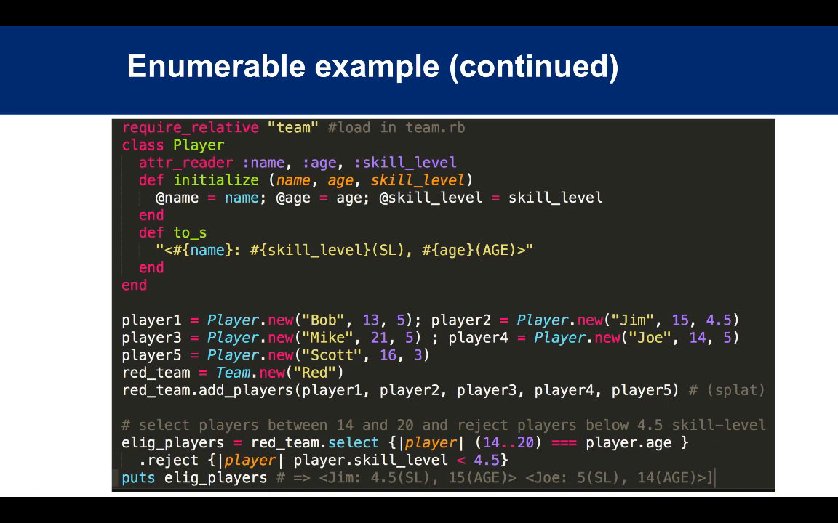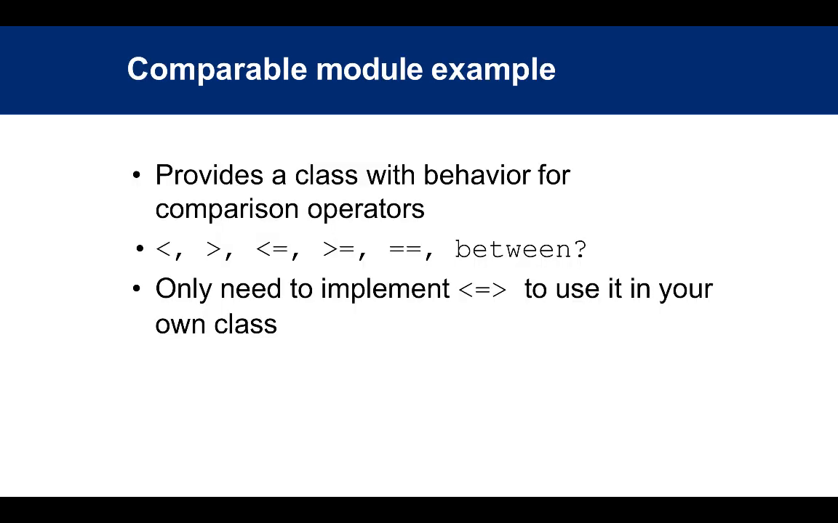So it has tremendous potential, this enumerable module and other modules, as we're going to see, that you could just include in your class and get their behavior for free. The other one I mentioned is the comparable module. It provides the class with behavior for comparison operators, so less than, greater than, and methods like between. And for this to work, you only need to implement this funky operator, less than, equal to, and greater than, to use it in your own class.